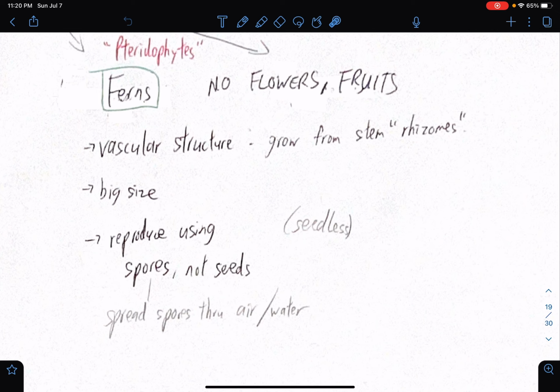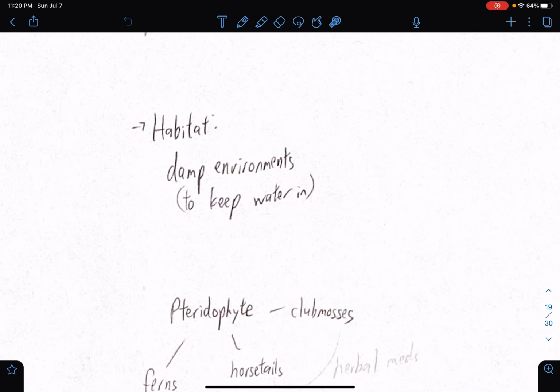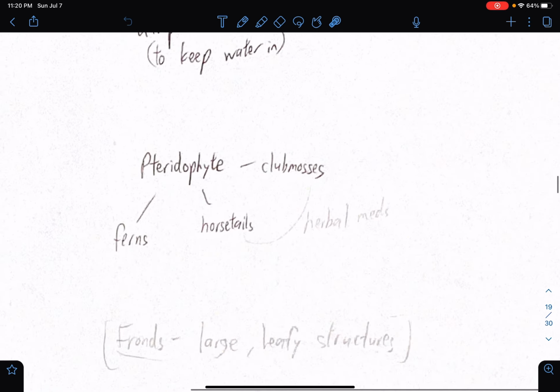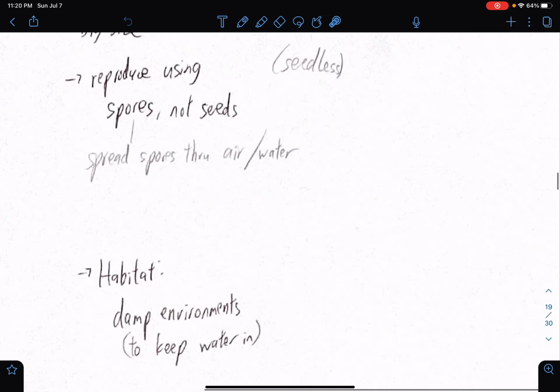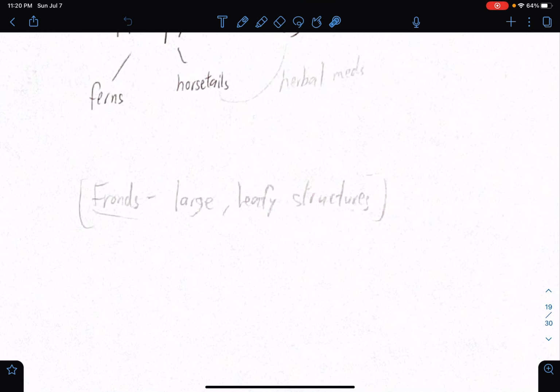So yes, they reproduce using spores, not seeds, and they spread the spores via air or water. So where do they live? Usually damp environments, so that they could keep the water in. For the pteridophytes, we have ferns, horsetails, and club mosses. Usually horsetails and club mosses are used as herbal medicines. Another feature that is innate in ferns is the presence of fronds. They are large leafy structures.